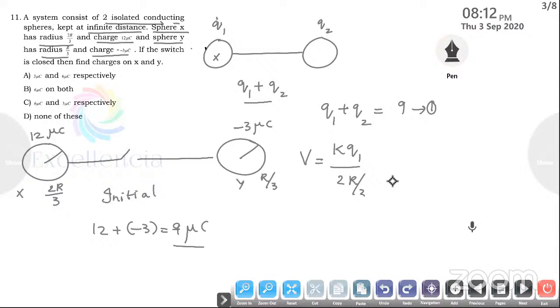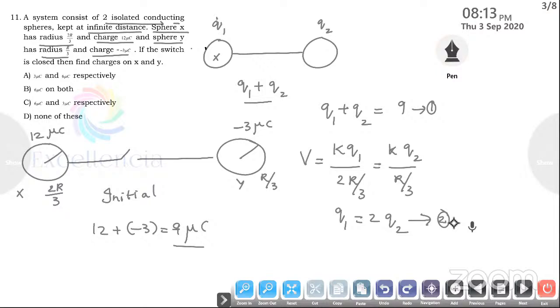And what is the potential of the sphere Y, where we are expecting the final charge is Q2? It is KQ2 by R by 3. Finally, the potential should be the same. Till then, the charge redistribution happens. Now you can see here the relation between Q1 and Q2: Q1 is equal to 2Q2. After simplification, let us say this is equation 2.